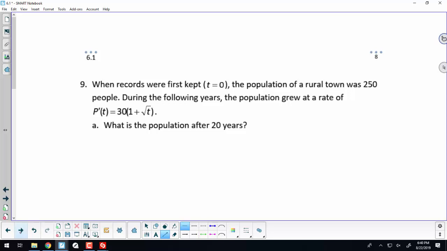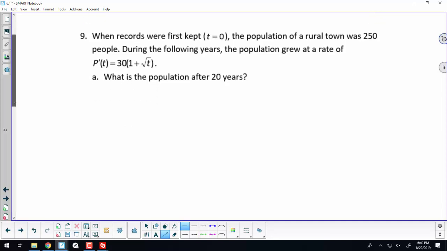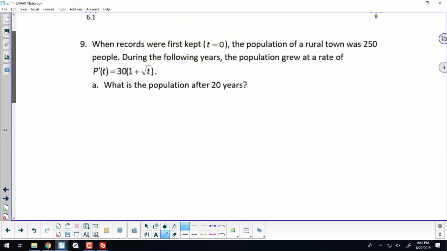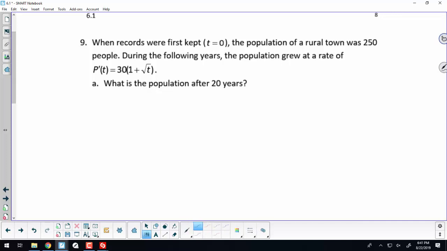Okay, so there's really one of two ways to do this. You see part A and part B. In part B it says find the population at any time. So we could just find the population function, through finding the antiderivative and solving for C. And then once we have that function, we go back up to part A and plug 20 in. Or we could just say, well, according to the formula, let me rewrite that.